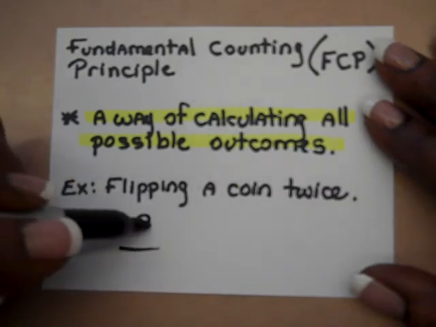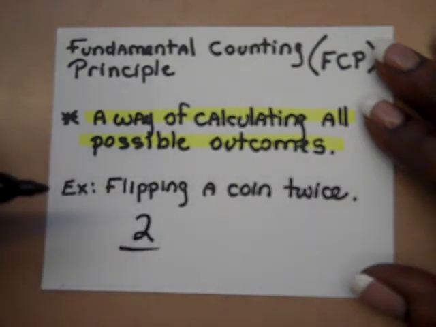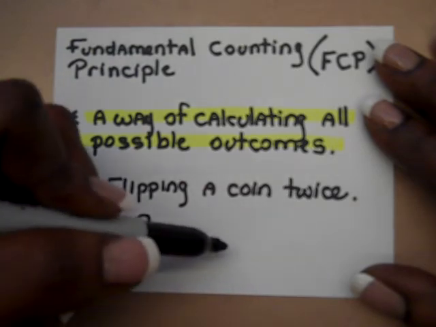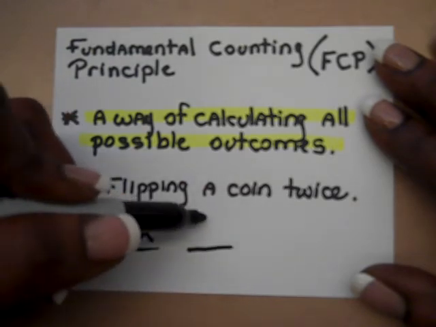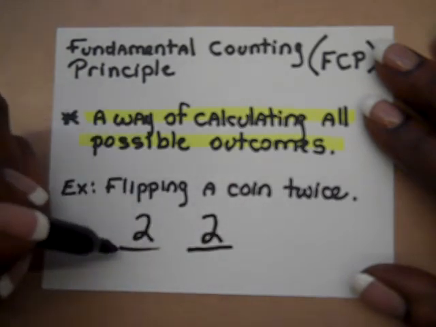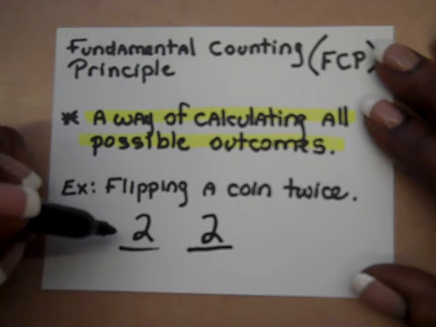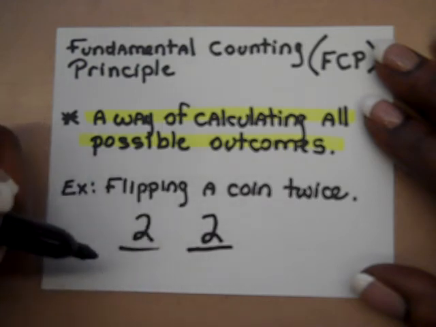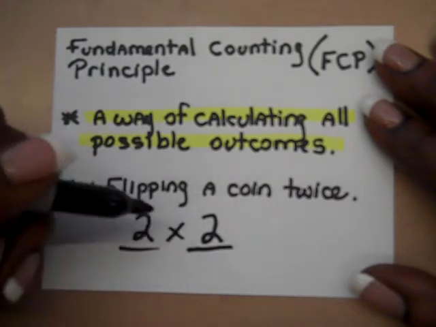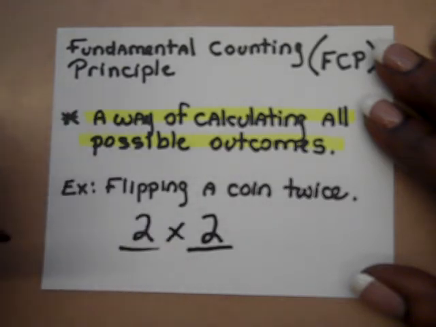And when you're flipping a coin twice, there's only 2 things that could occur. On the first flip, you'll either get heads or tails. And on the second flip, you're still either going to get heads or tails. So it doesn't matter if it's the first flip or the second flip, the amount of possible outcomes are the same. So after you've done step 1, step 2 is to then multiply those possible outcomes together.